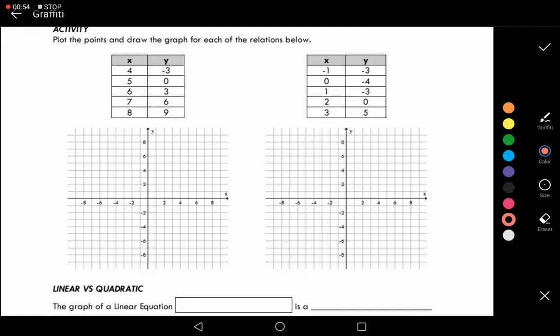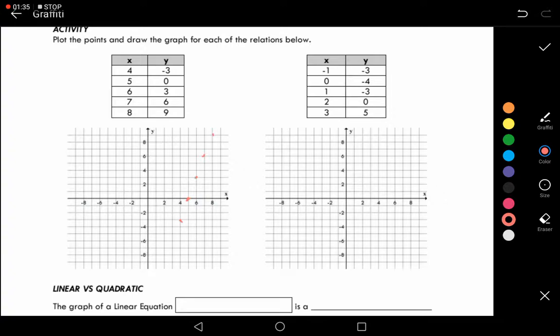So (4, -3) is the first point, so on my x-axis I go to 4, and then I go down to -3 and put a dot. And mine is going to be messy just because of my tablet here, but you hopefully will get the point. Then we have (5, 0), so 5 on my x, 0 on my y, (6, 3), (7, 6), and (8, 9).